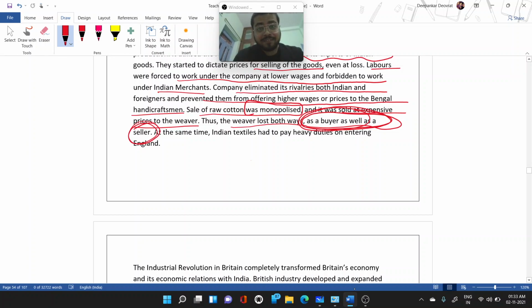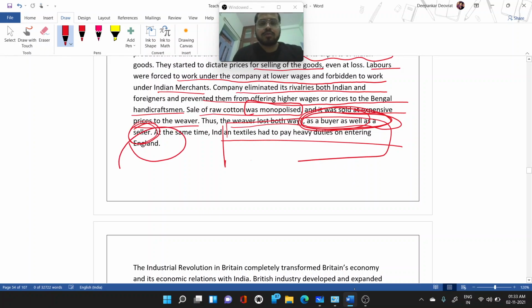Okay, as buyers they had to purchase cotton at a higher cost. Why? Because cotton was monopolized, it came under the control of the British. And further, as sellers they were not allowed to sell at a profit, they were allowed to sell only at a cheap cost. They had to incur the loss. So at both ends they were at a loss. At the same time, Indian textiles had to pay heavy duties on entering England. So as traders, too, they were at a loss in all sections within the country, for both the selling and the buying of the product.